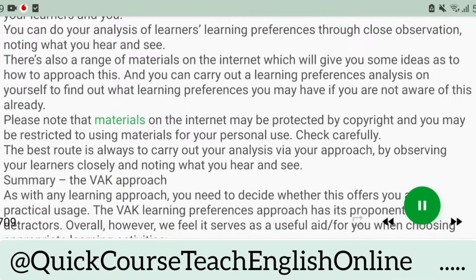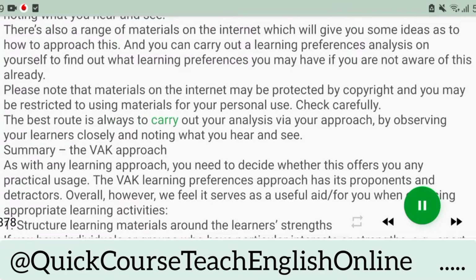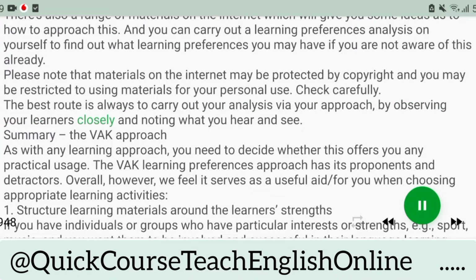Please note that materials on the internet may be protected by copyright and you may be restricted to using materials for your personal use. Check carefully. The best route is always to carry out your analysis via your approach, by observing your learners closely and noting what you hear and see.